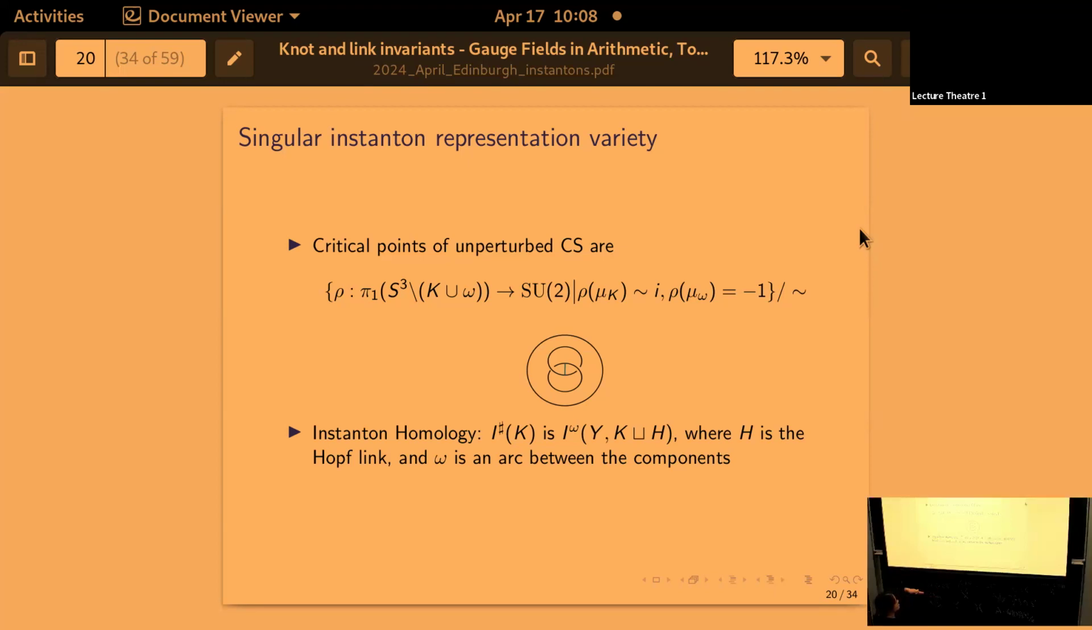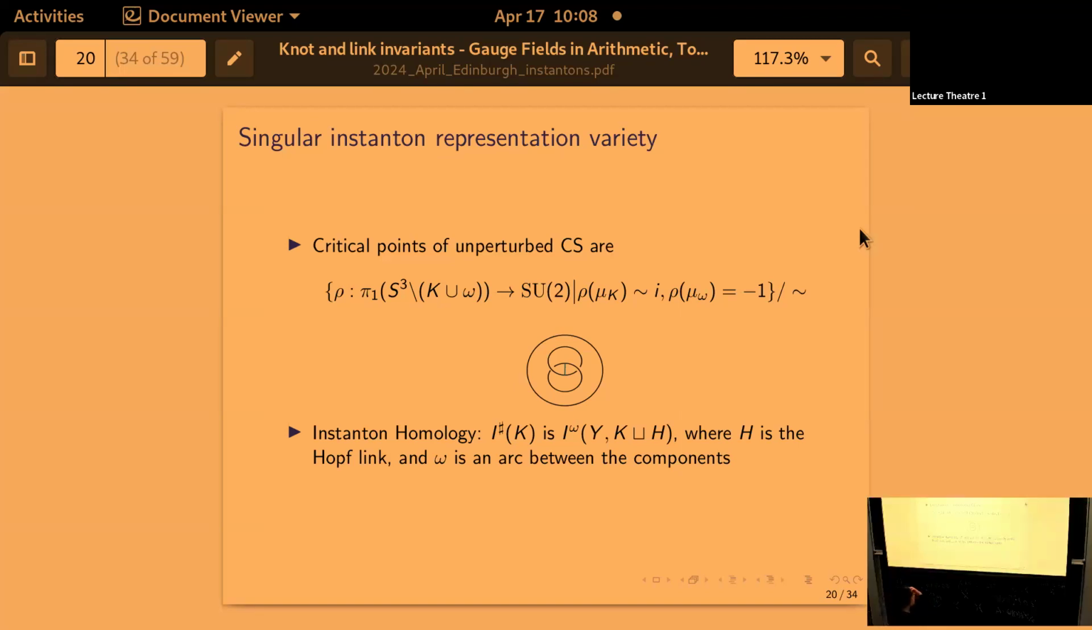The fundamental group of a link complement is just a thing in topology that people study. So you're basically asking what the critical points of the unperturbed Chern-Simons functional are, and they are basically SU2 representations of the fundamental group.